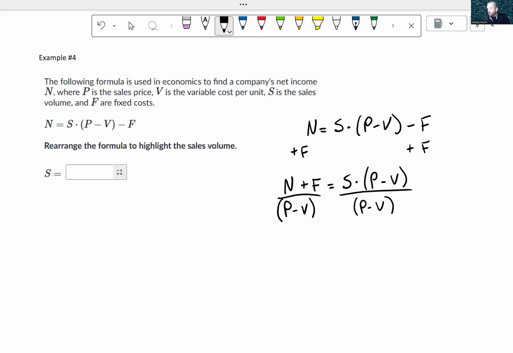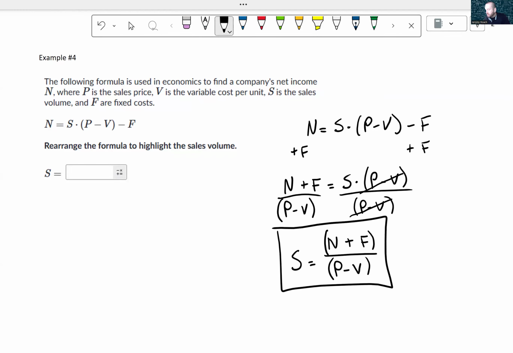And now the P minus V cancels on the top and the bottom of the fraction on the right-hand side of our equation. So now we're left with S equals N plus F over P minus V. It's usually a good idea to write all of these in parentheses as well when we have a plus or a minus on the numerator or the denominator. That's just kind of a side note as well.